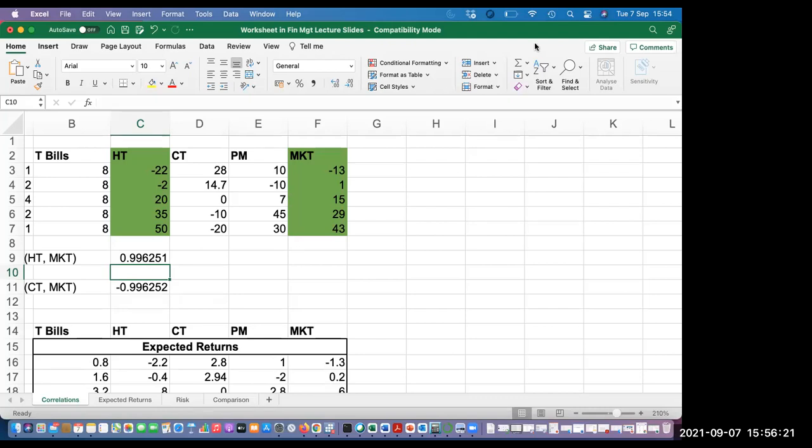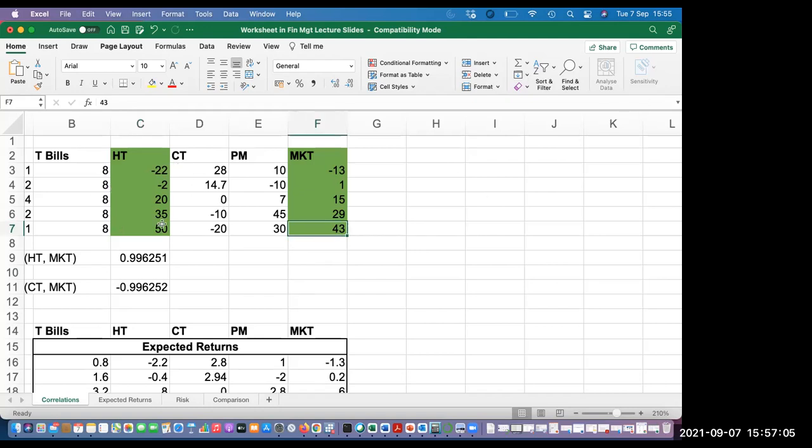I told you that the correlation ranges between -1 and +1, right? So when you have a correlation of 0.99, very high, that's almost perfect correlation. It means that if HT goes up, market also goes up. If market goes down, HT goes down, and you can see it here. When HT is -22, market is -13. Can you see? Yes, sir. When market goes up 35, it goes up as well, 29; 50, it goes up 43. So they move almost in the same direction, and that's why the correlation is positive.